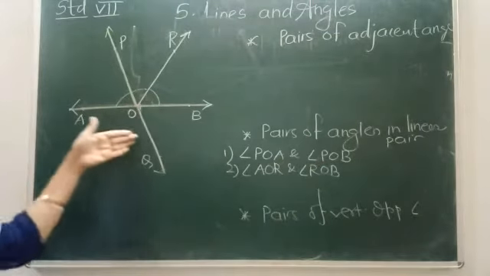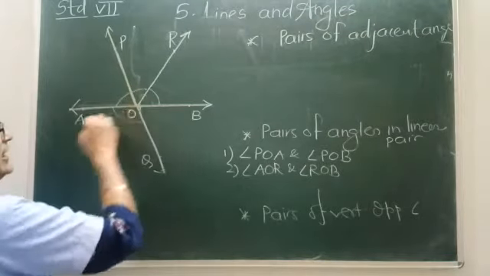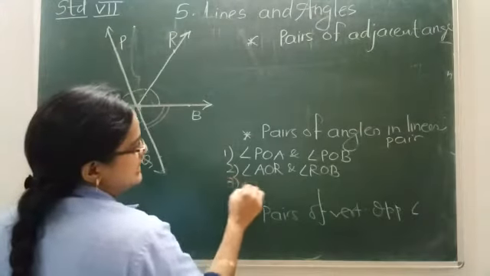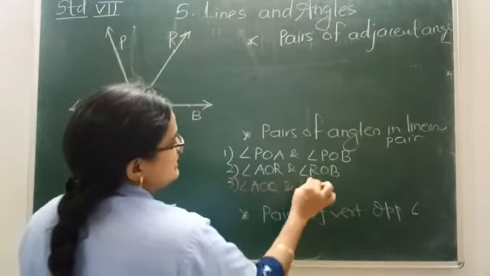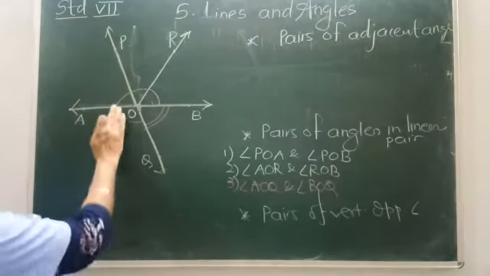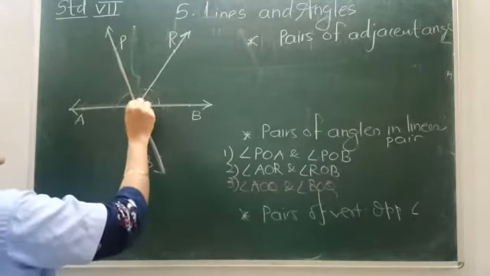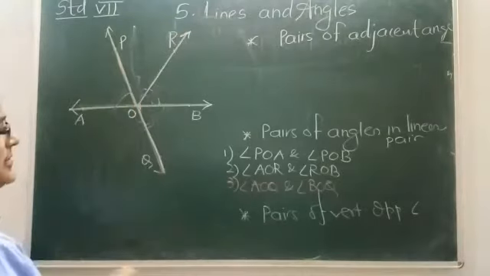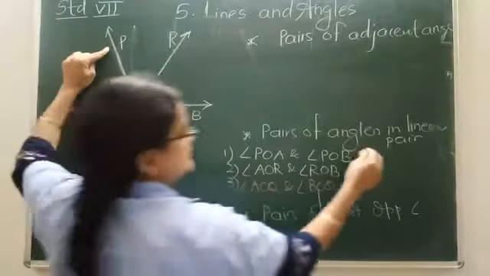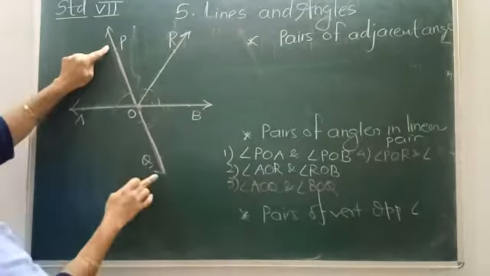Not only these two, I can even consider this side of this line. Which two angles can I have then? Angle AOQ and angle BOQ. Can I say so? Now let me consider this straight line. Along this straight line, if I consider this ray, then may I say the next pair of angles in linear pair is angle POR and angle ROQ.